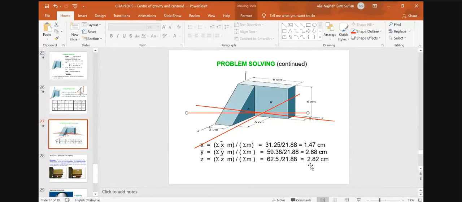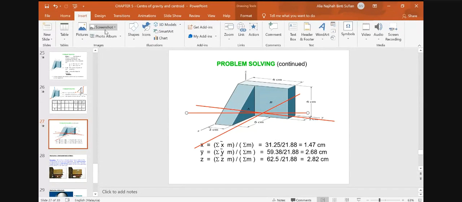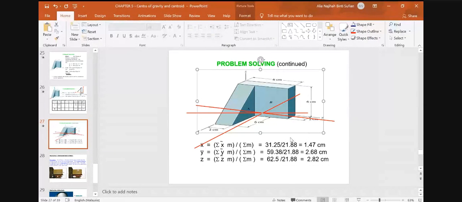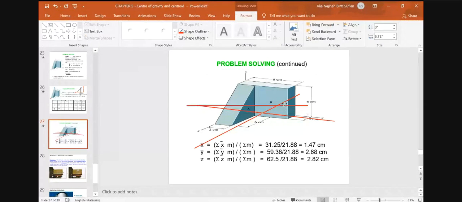Z-axis shall be 2.82. So is it logical here? Prof, the z-axis shall be vertical. Z-axis should be vertical? Yeah. No. Shouldn't it be horizontal like this?